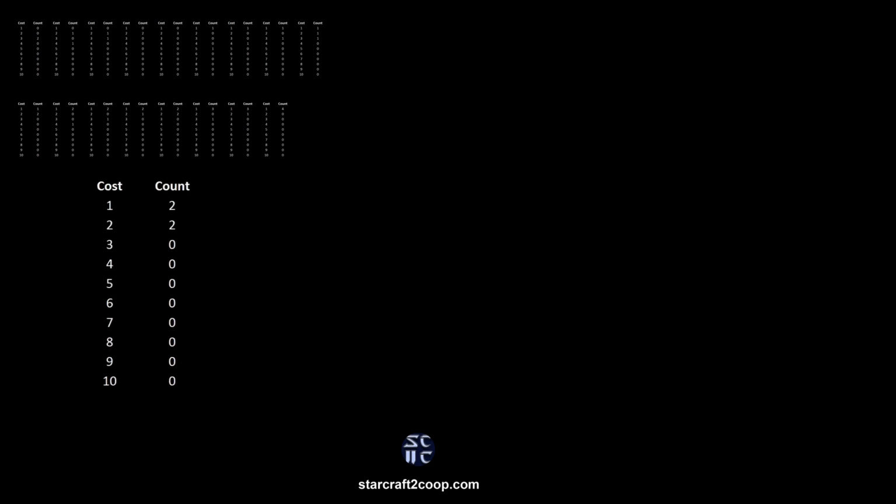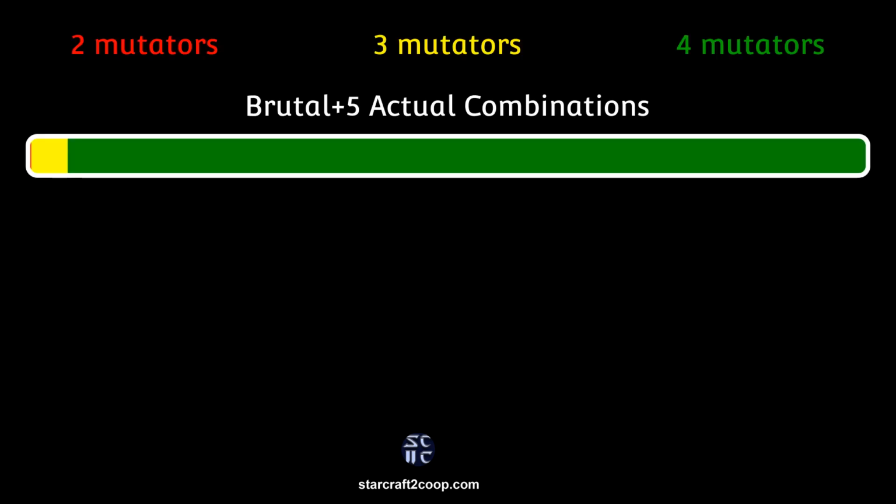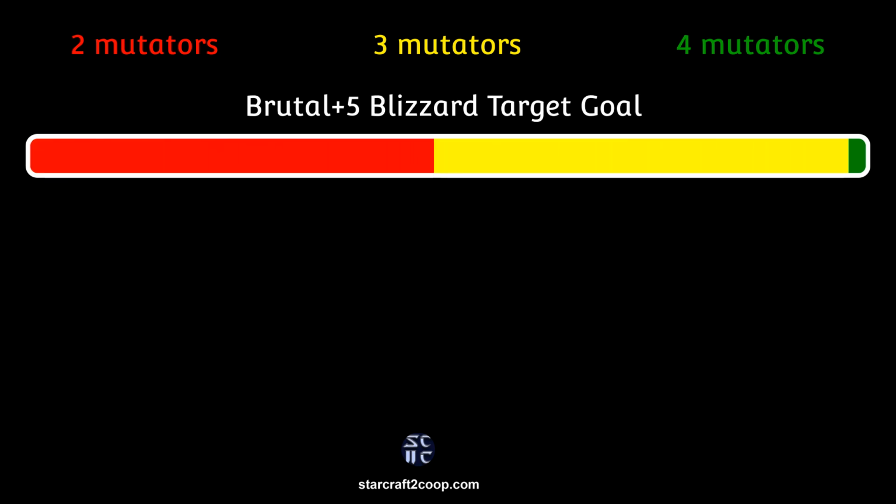Given this formula, the game can now calculate how many possibilities exist for a given set of mutators with a cost. How do we calculate it for the whole template? We just multiply these numbers together. Now, you might be asking, why is this important? The reason is that Blizzard balances how often you see mutations with a given mutator count. For example, Blizzard wants 2 and 3 mutator mutations to appear 48% of the time, while 4 mutator challenges should only appear about 4% of the time.